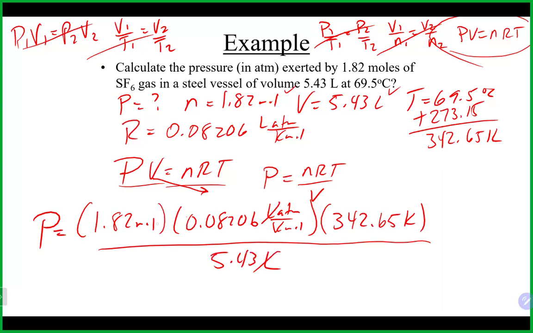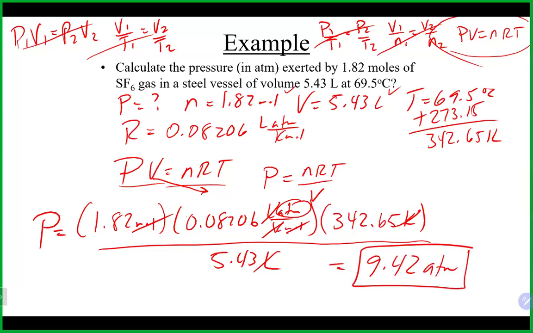Liters will cancel, moles will cancel, Kelvin will cancel. That's going to leave us just atmospheres in terms of our unit. 1.82 times 0.08206 times 342.65 divided by 5.43 is going to give us 9.42 atmospheres here as our answer. Any questions on that one?